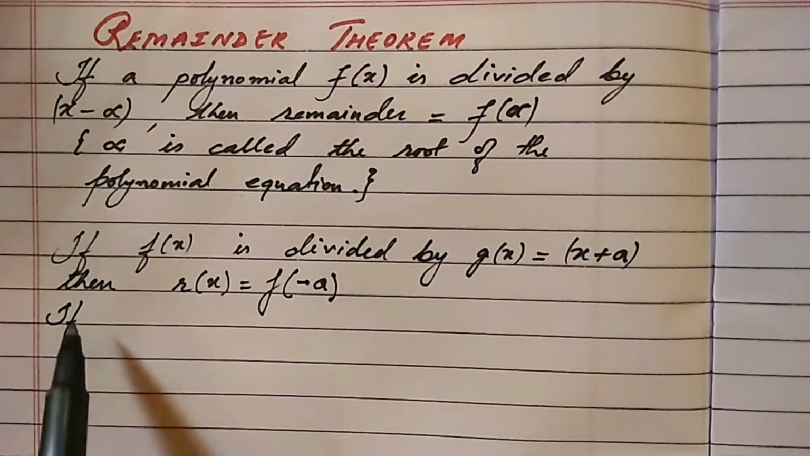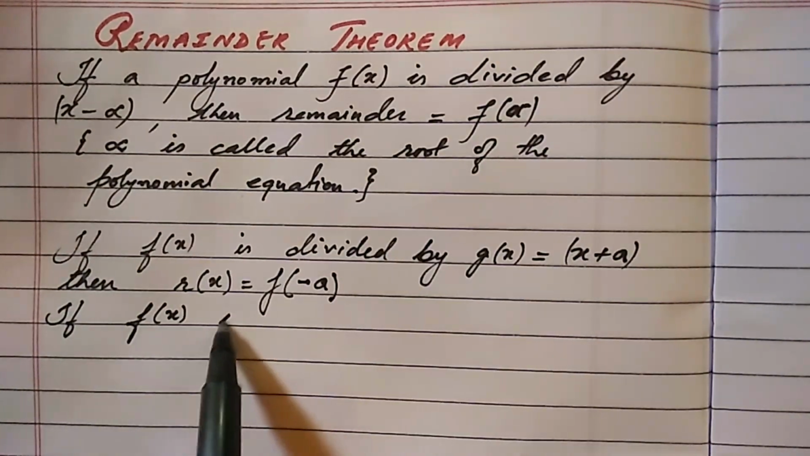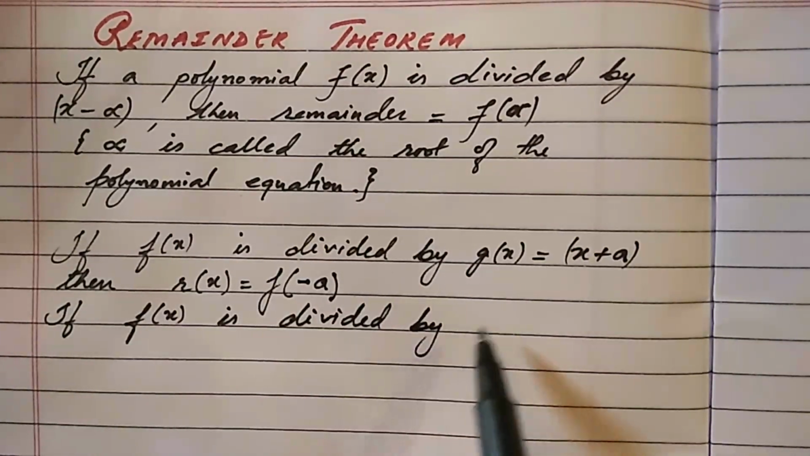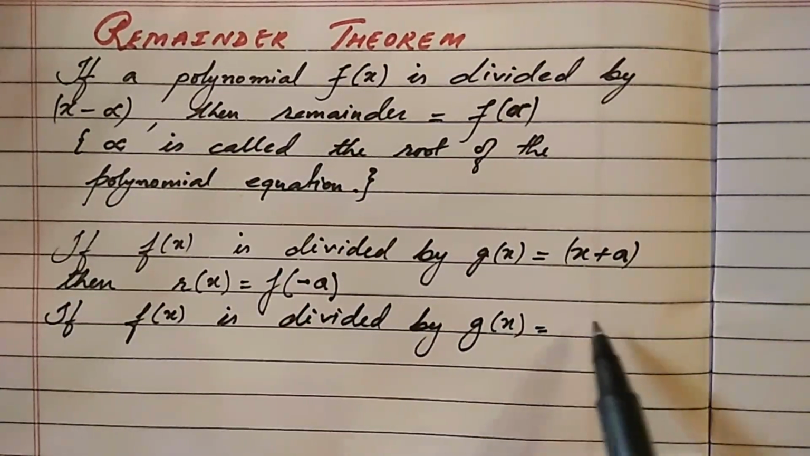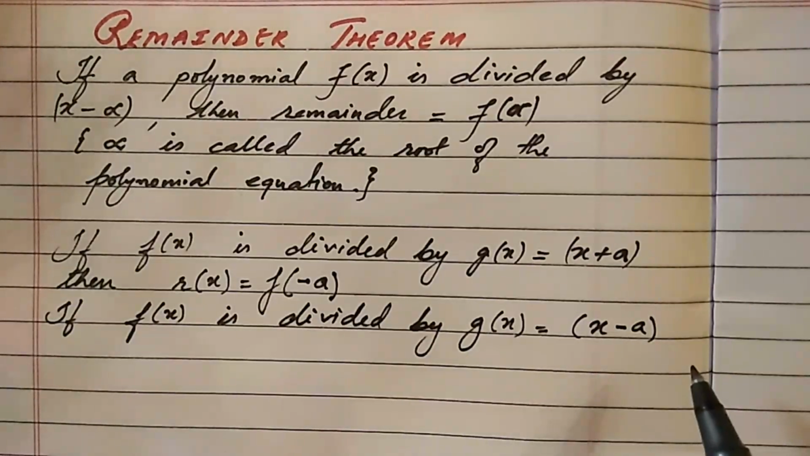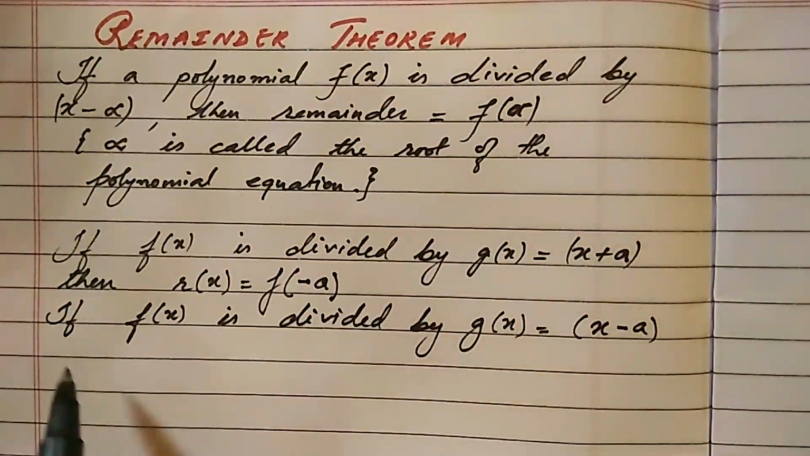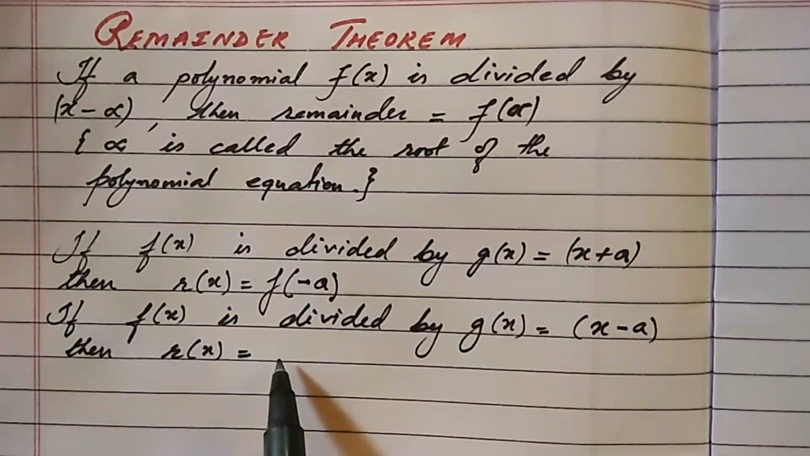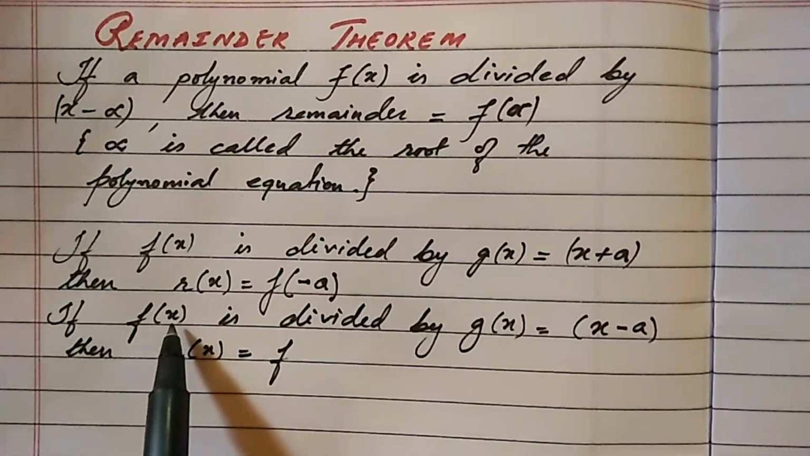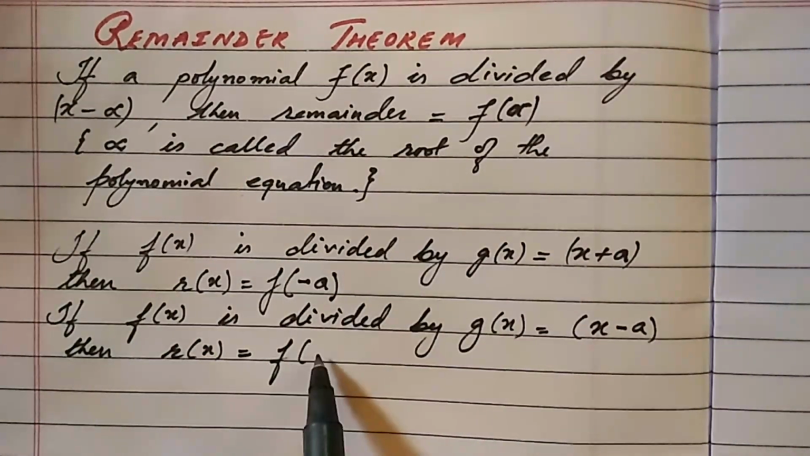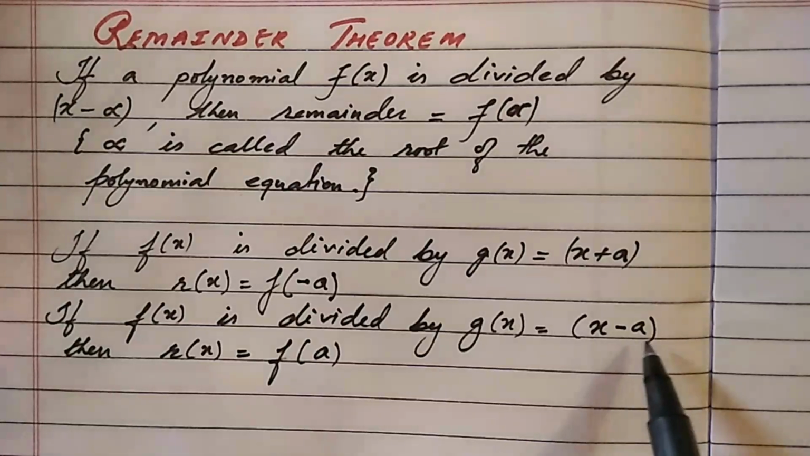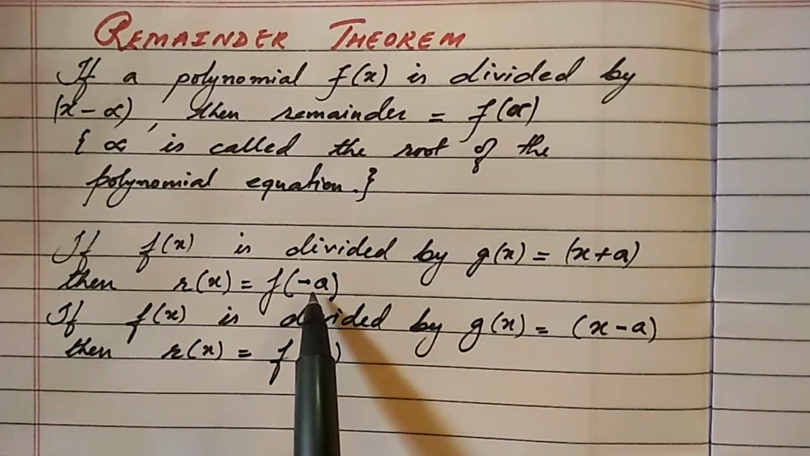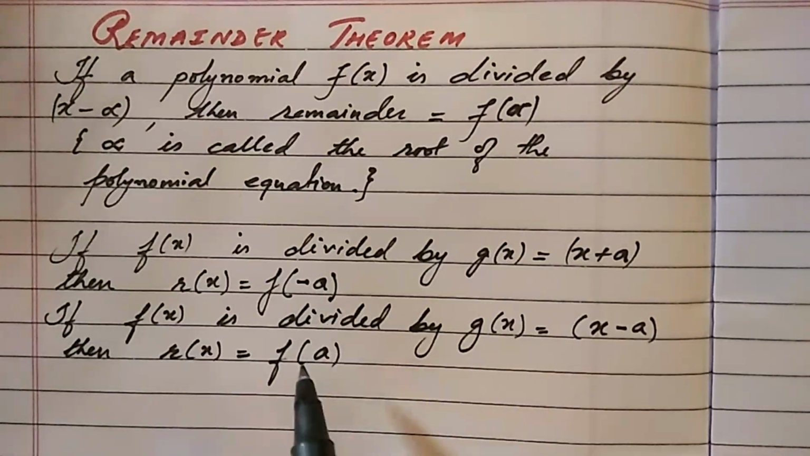Similarly, if f(x) is divided by another polynomial g(x) equals x minus a, then we can again obtain the remainder r(x) using the remainder theorem by simply replacing all x in f(x) by plus a. So when we have negative a here, we replace it with positive a. If there is positive a, then we replace x in f(x) with negative of a.